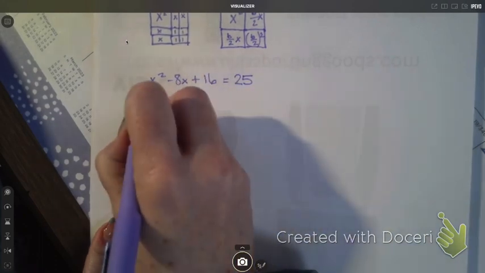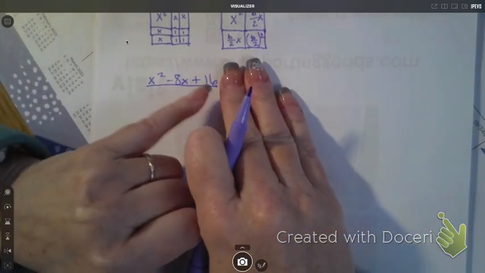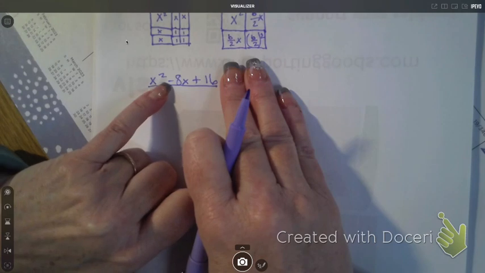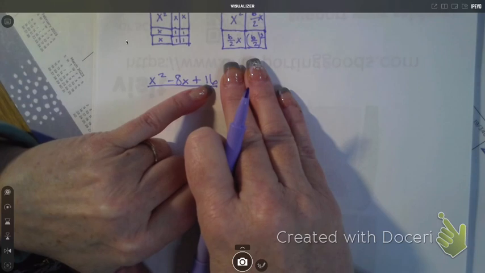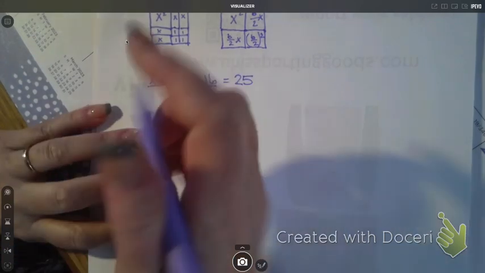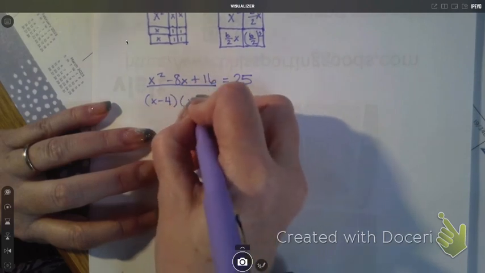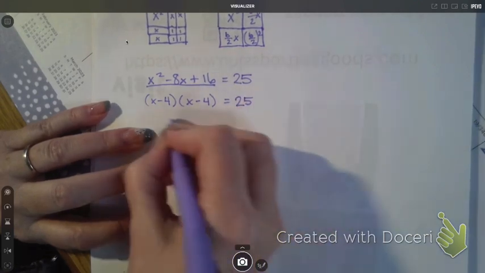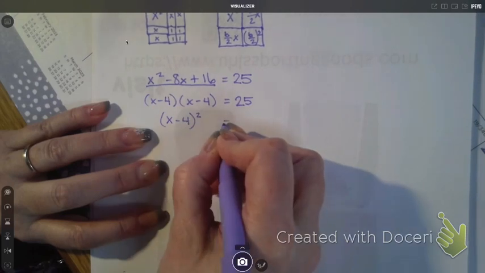Let's factor this over here. So what are the factors of 16 that add to 8? 4 plus 4, right? But they're both negative. So 4 and 4 multiply to 16, but add to negative 8, right? So it would be x minus 4 and x minus 4. Correct? Which would be x minus 4 quantity squared.